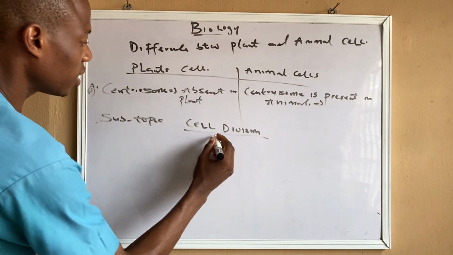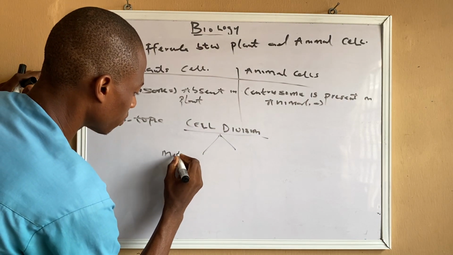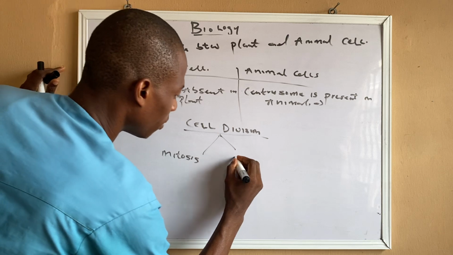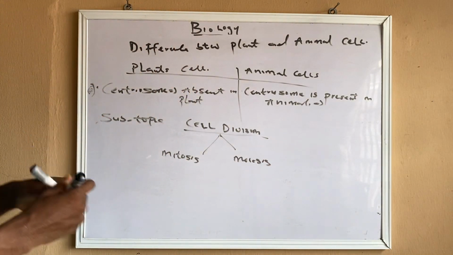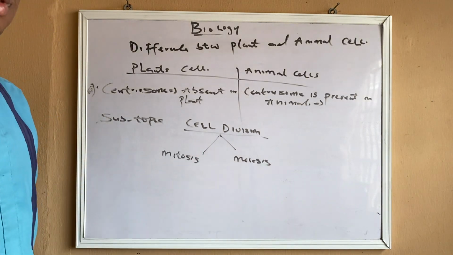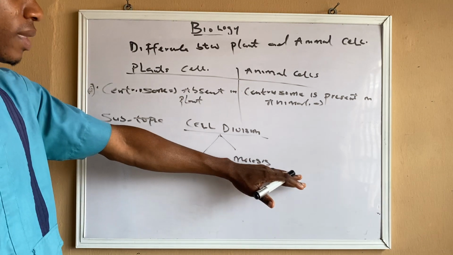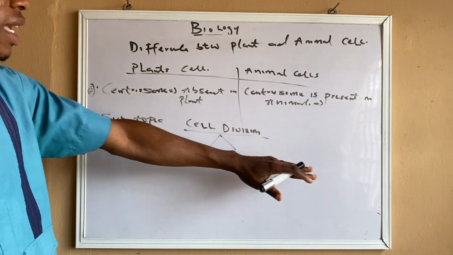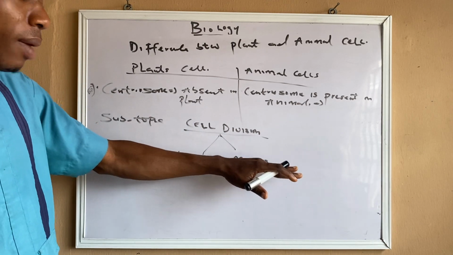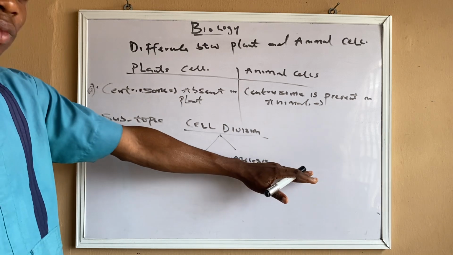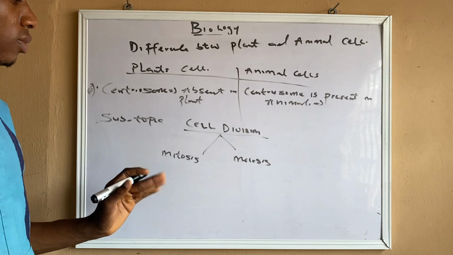That's the reason why cell division is divided into two: the mitosis and the meiosis. These are the processes by which a cell can be extracted from the multicellular organism. It's either mitosis or they use meiosis.